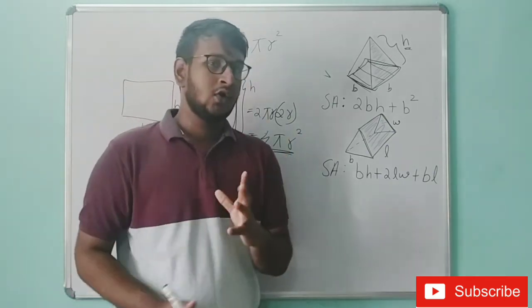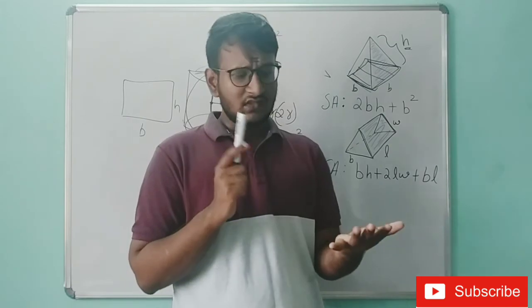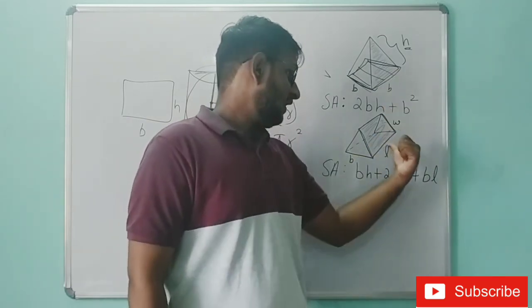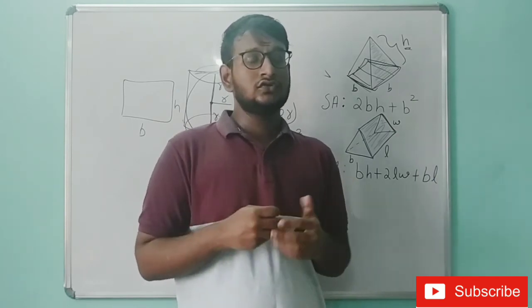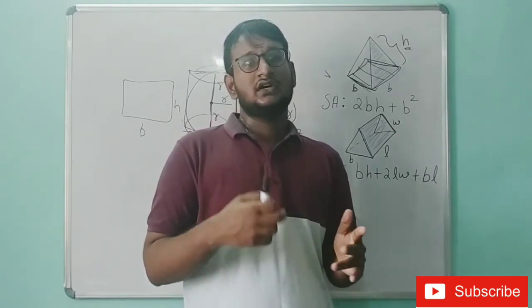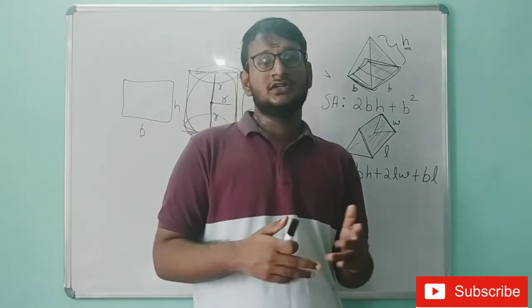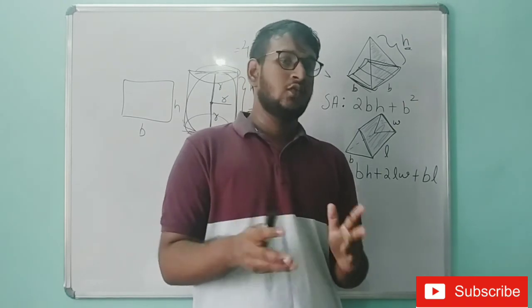Now we have seen the surface area formulas of three shapes, that is pyramid, triangular prism and sphere. If you want to see the surface area formulas of cube, rectangular prism and things like that, I have done that video in the previous section. You can watch that also.